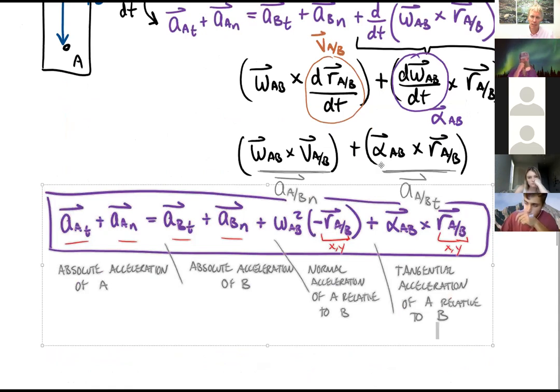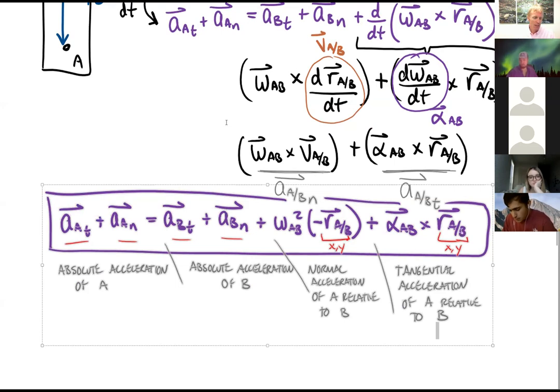So this first page here was just the derivation of this working equation. Noting, once again, here's that normal acceleration, the relative normal. It doesn't matter if you're talking about a relative normal or an absolute normal. It's always going to be, on a rotating body, the omega of the body squared in the negative direction of your r vector.